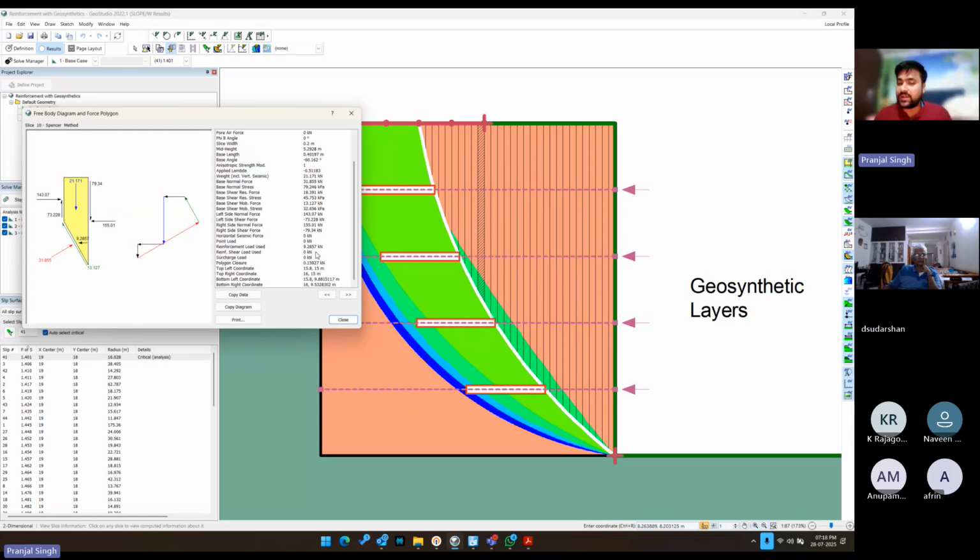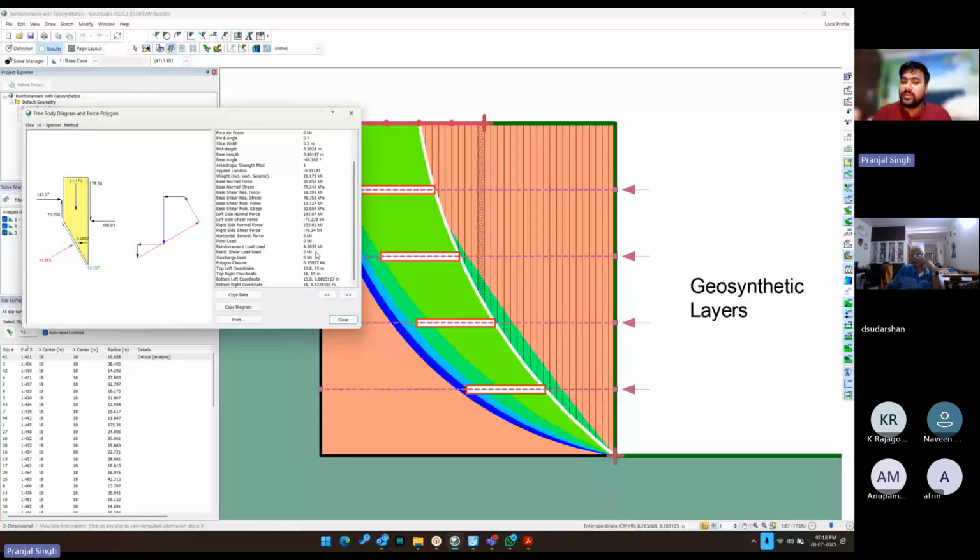So because of this inclusion of that net force towards the left hand side, the factor of safety has been increased. It is because of this, which is known as membrane effect, that we are able to improve the factor of safety.